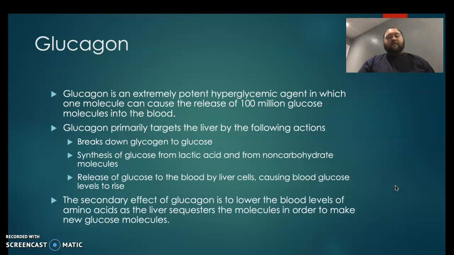The secondary effect of glucagon is to lower the blood levels of amino acids as the liver sequesters the molecules in order to make new glucose molecules.